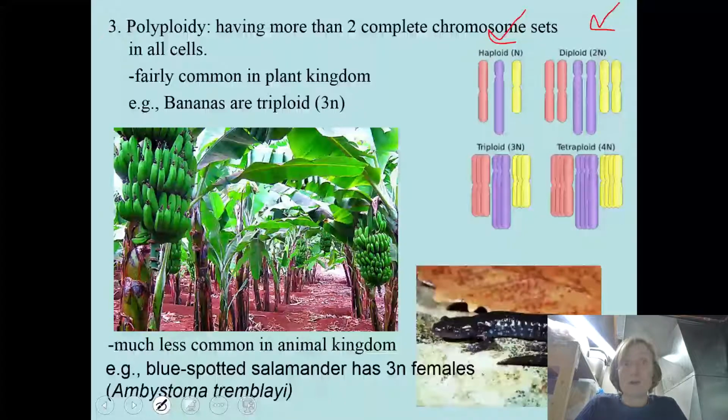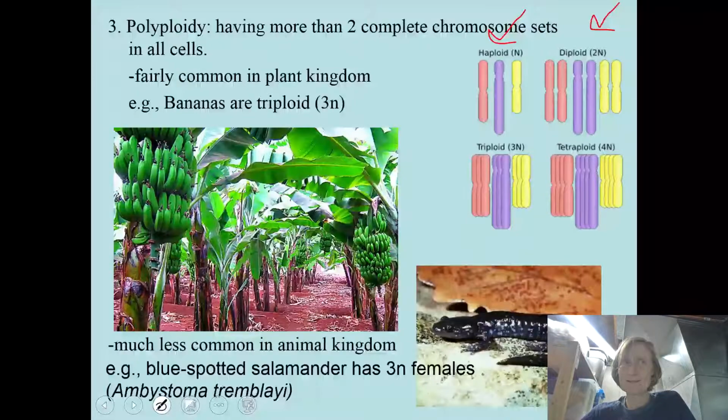So our strawberries that we eat, I believe, are octoploid. Many of our apples that we eat are tetraploid or triploid. And bananas are triploid. This is kind of interesting. Bananas are interesting because have you ever seen a seed in a banana? You open up a banana and you see a seed? Nah. Bananas don't make seeds. So they don't reproduce sexually?